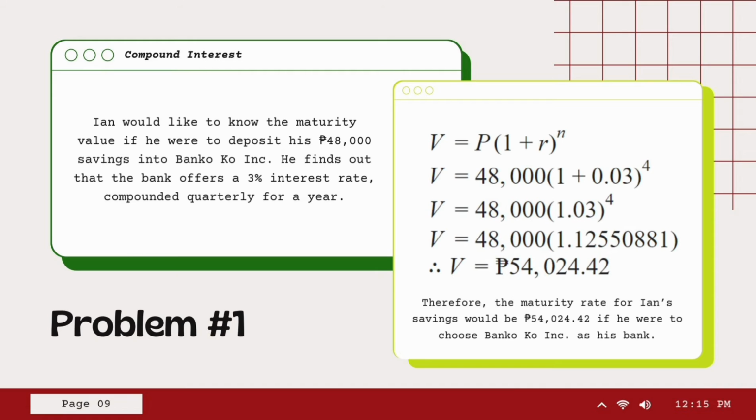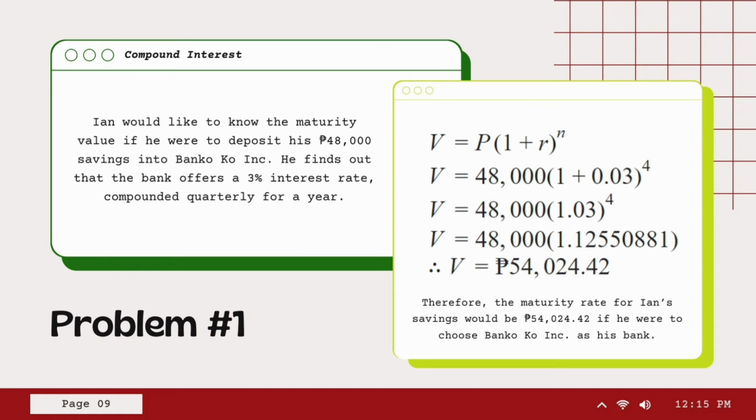Next, we do the necessary operations inside the parentheses. It becomes V equals 48,000 times 1.03 to the power of 4. Then, we calculate for the value when raised to the exponent, which is 4. It becomes V equals 48,000 times 1.12550881. And lastly, we perform the final operation, which is multiplication.